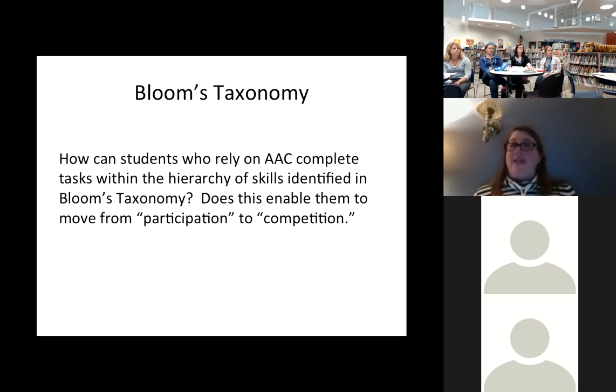And if we can help them through descriptive teaching and providing them with the aided language input and the modeling that you have already learned about within the context of the curriculum, can we build their academic skills, their cognitive skills, and help them to move from just being present in the classroom and participating by hitting a button that says Christopher Columbus to a level of building language and competing for grades?